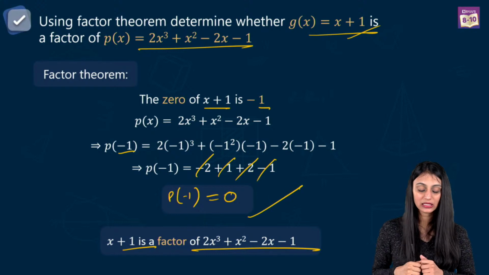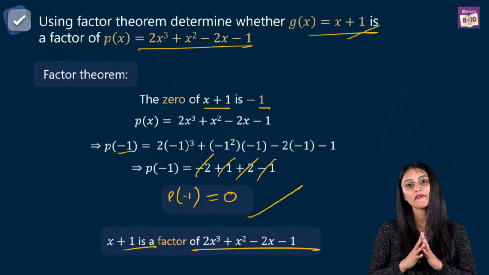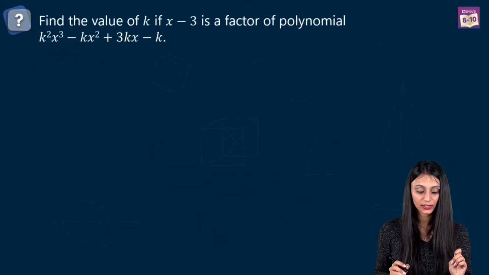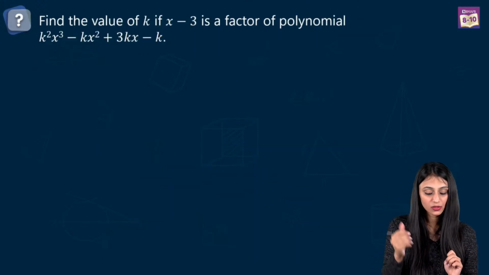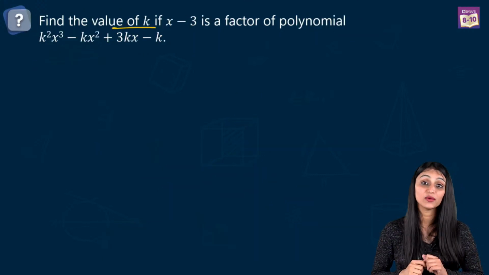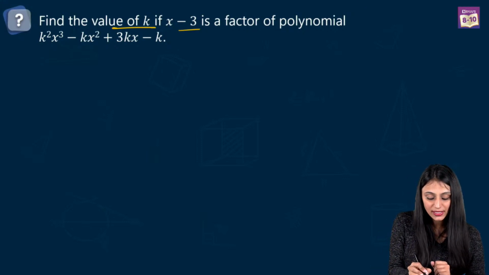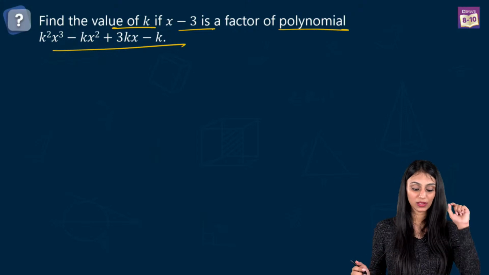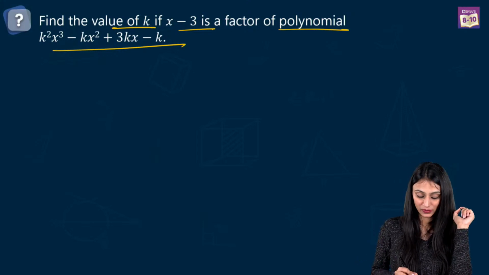When we get the answer as 0, that means it is actually a factor of the given polynomial. Yes. Alright, let's take a look at another question. Now in this question, we have to find out the value of this missing variable k. We are given that x minus 3 is a factor of this polynomial, k square x cube minus kx square plus 3kx minus k, right?